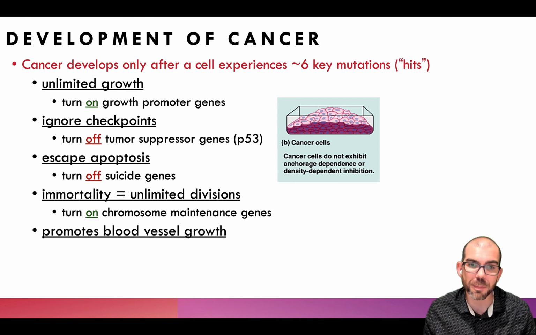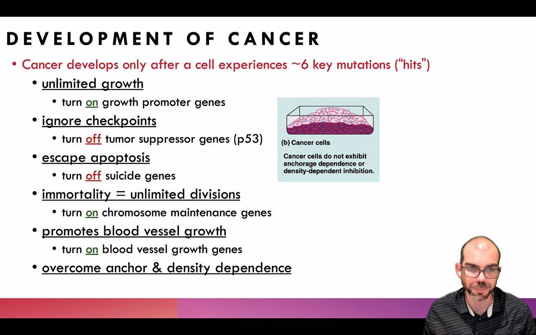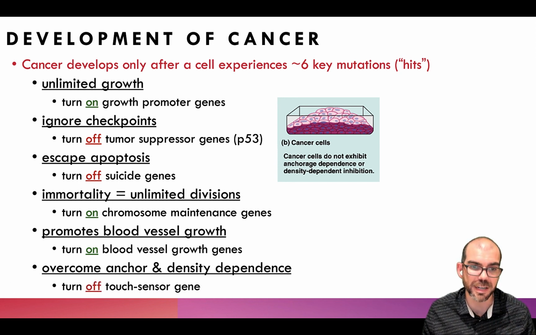It also needs to be able to promote blood vessel growth. As cells grow in an area, they need nutrition to be supported and grow, so cancer cells need to be able to turn on that ability so that blood vessels can grow towards them and encourage that growth. And then they also need to be able to overcome anchor and density dependence. They need to be able to grow regardless of if there's anything touching them or not touching them.